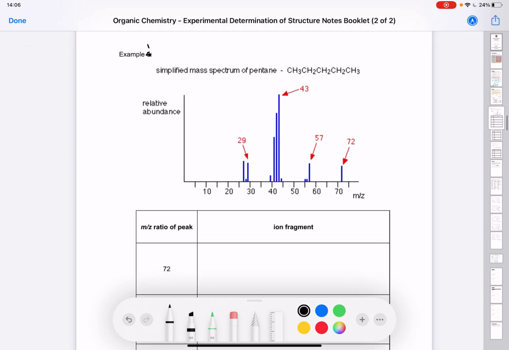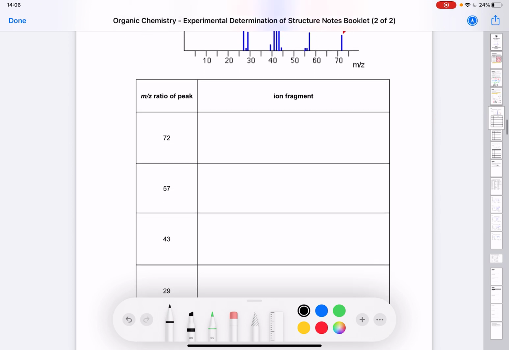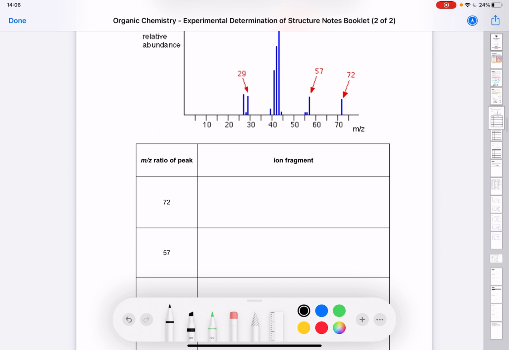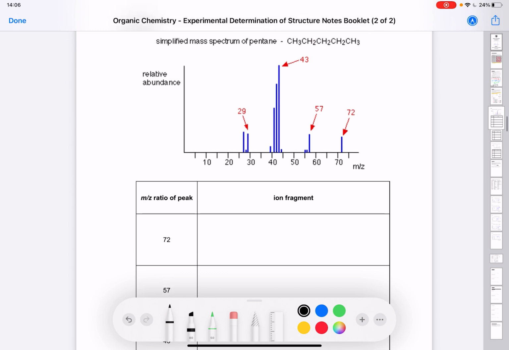So we've got the simplified mass spectrum of pentane, and some of the key peaks have been labelled with their masses. So we've got 72, 57, 43 and 29, and what we're going to do is look at getting some ion fragments for these particular structures. So looking at pentane, now that we've got the simplified mass spectrum of pentane given to us, we can get our structure from there.